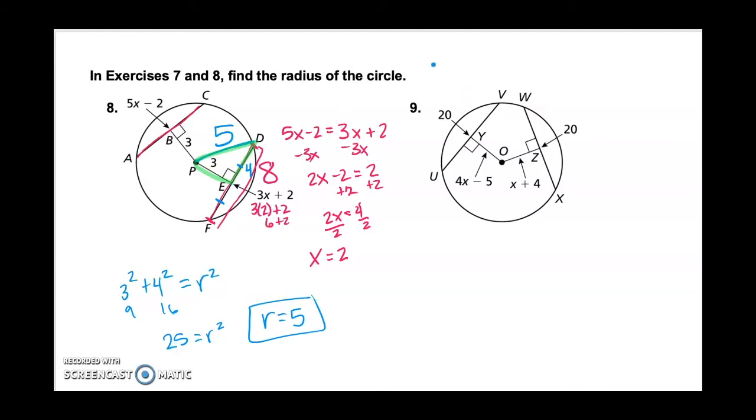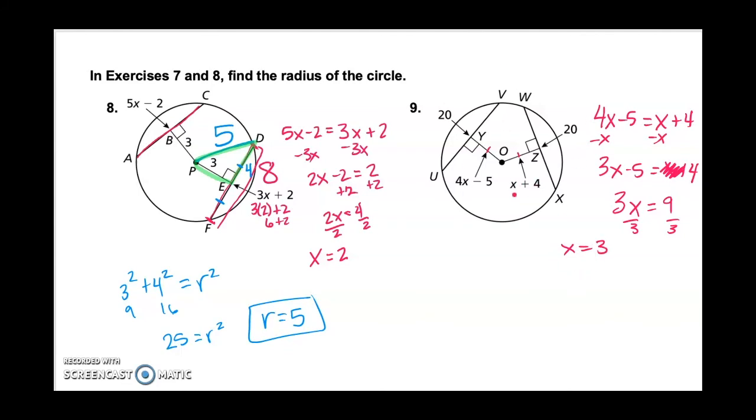All right, number 9. Similar idea, just given us slightly different things. They've given us this time that the chords are congruent, but that means that we know the distance from the center is the same. So again, we can set up an equation to find x. 4x minus 5 is equal to x plus 4. Subtract x gives me 3x minus 5 is equal to 4. Add 5 to the other side, gives me 3x is equal to 9. Dividing by 3, I get that x is equal to 3, which is all fine and good.